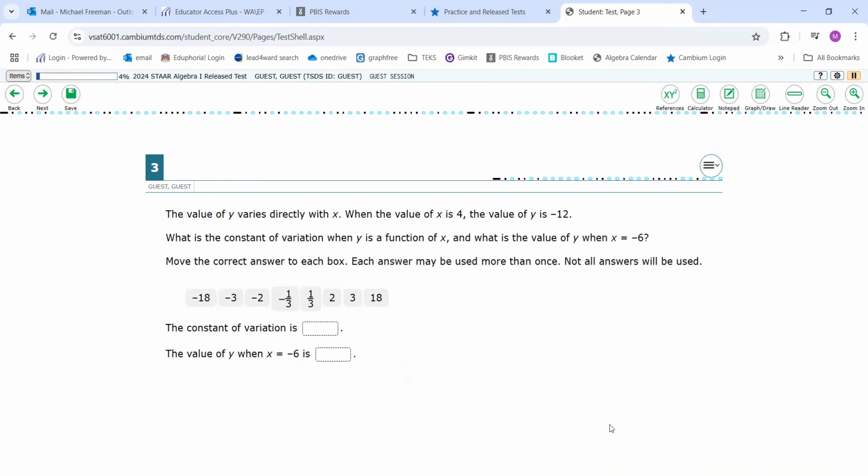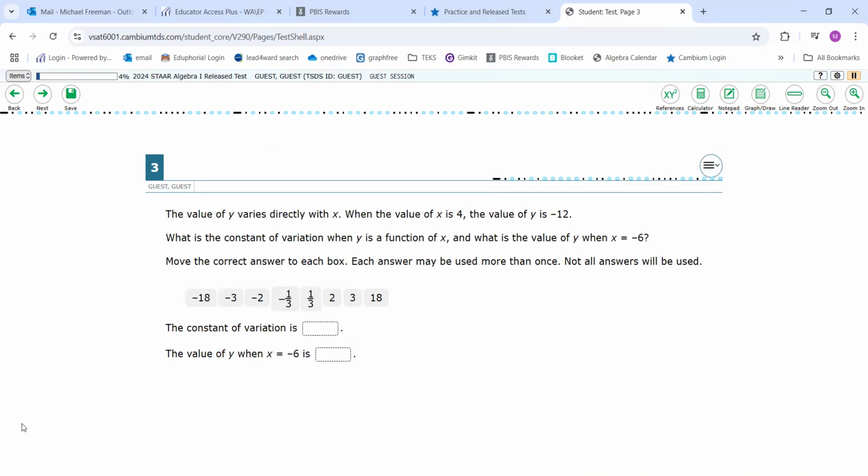The value of y varies directly with x. When the value of x is 4, the value of y is negative 12. What is the constant of variation when y is a function of x? And what is the value of y when x equals negative 6? All right, so I'm going to click on my annotate.